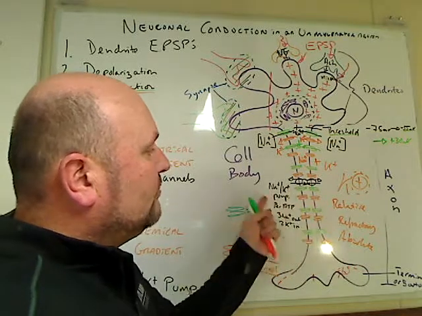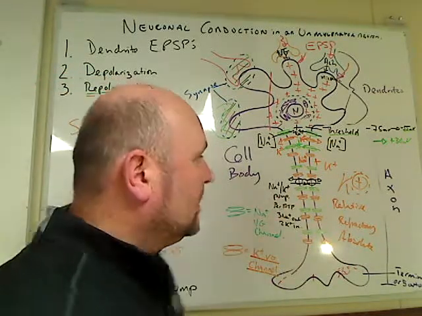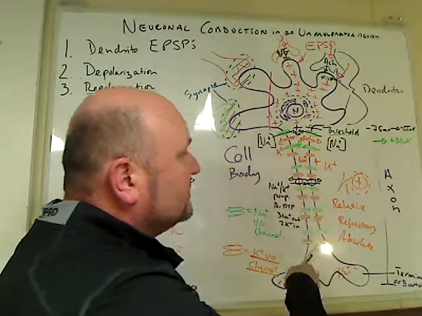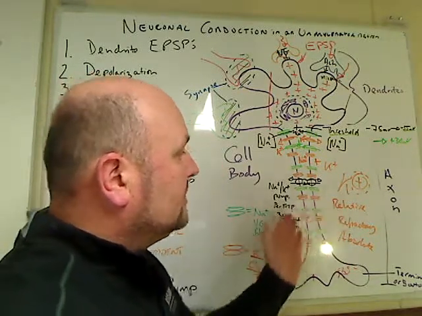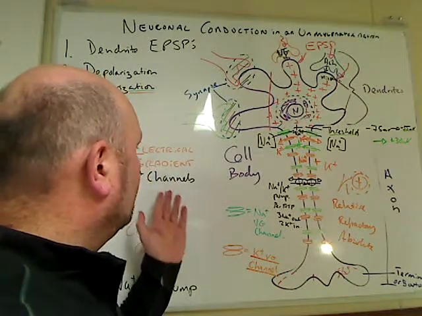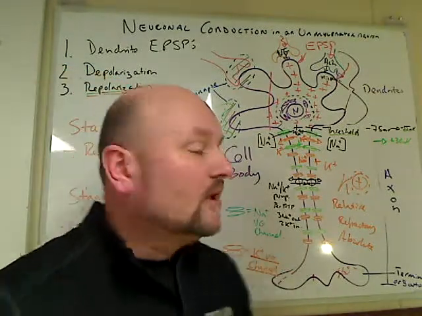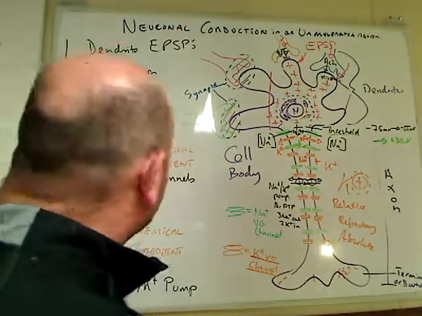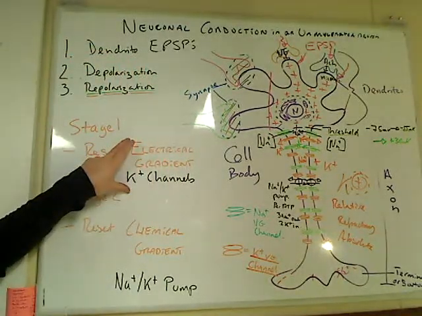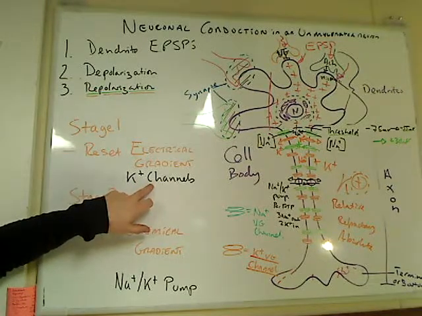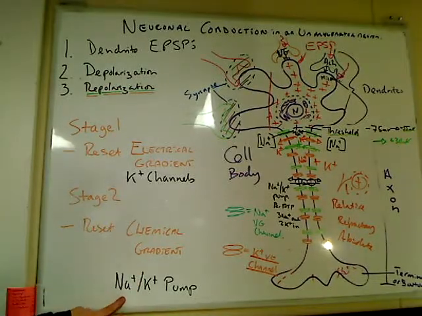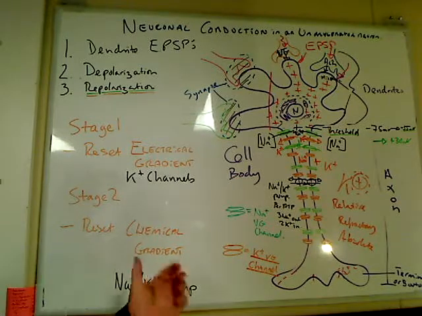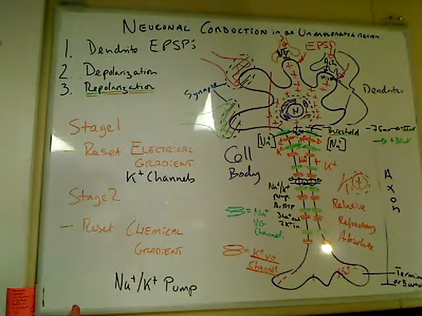But because it's pushing out 3 positive charges and only taking back 2 positive charges, it's helping to repolarize the electrical gradient as well, make it even more polarized by basically removing positive charge that the potassium hadn't quite managed to do. So repolarization takes place in 2 stages. You reset the electrical gradient by opening up potassium channels after the sodium channels have been opened, and then you reset the chemical gradient by the continuous workings of the sodium-potassium pump, switching the sodium and potassium back around and also helping to top off the electrical gradient.